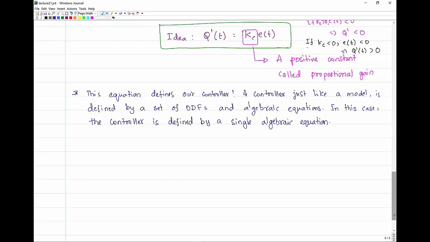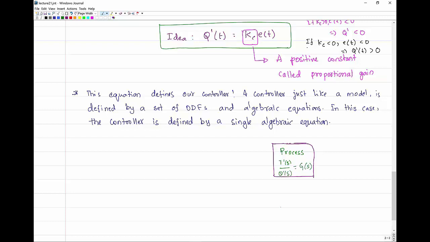A controller is just like a model in that it is defined by a set of ODEs and algebraic equations. In this case, the controller is defined by a single algebraic equation. We're going to look at other types of controllers where the controllers are going to be defined by either differential equations or integral equations.